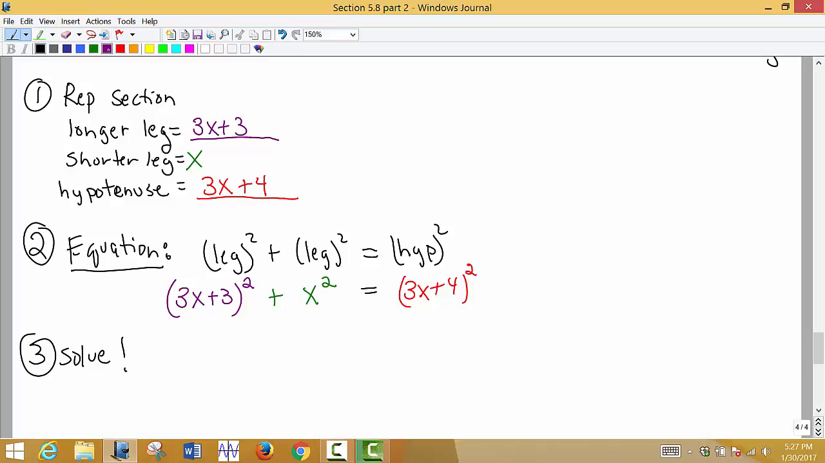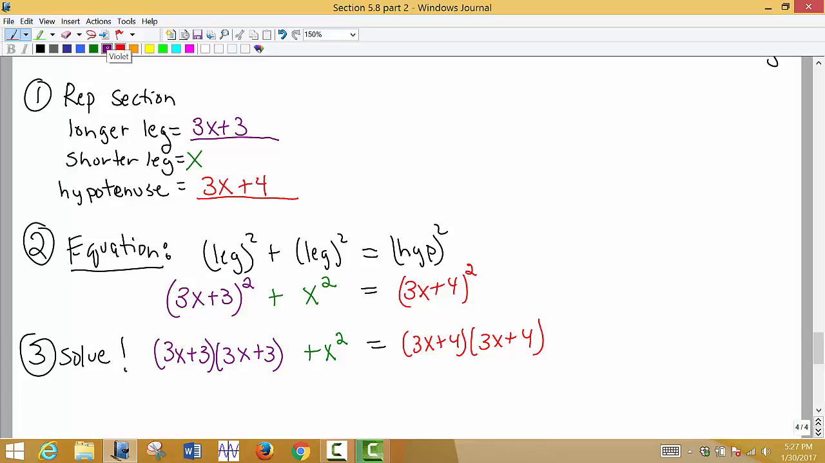In order to solve, we need to get rid of the parentheses. In order to get rid of the parentheses, we need to remember, what does it mean to square something? To square something means to multiply that quantity times itself. So 3x plus 3 squared means 3x plus 3 times 3x plus 3. I'm going to bring down the x squared, and I'm going to write also the hypotenuse as the quantity squared, or 3x plus 4 times itself.